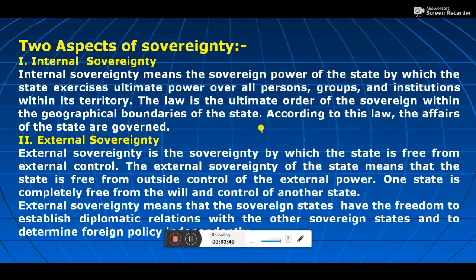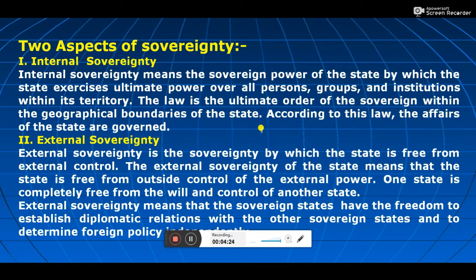Next is external sovereignty. External sovereignty is the sovereignty by which the state is free from external control. The external sovereignty of the state means that the state is free from the outside control of any external power. One state is completely free from the will or control of another state.